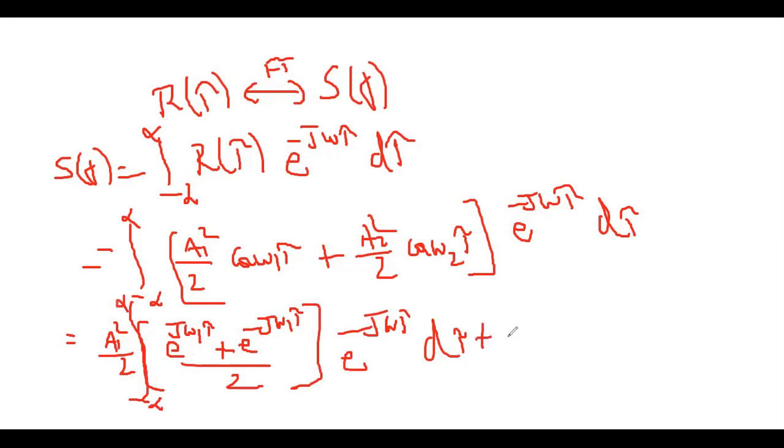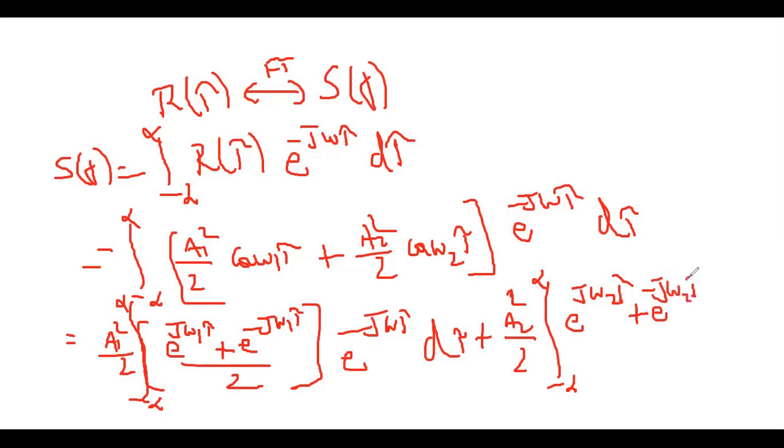What is the second integral saying? a2 square by 2, integral from minus infinity to infinity, of e power j omega 2 tau plus e power minus j omega 2 tau by 2, whole multiplied with e power minus j omega tau d tau. Got it, my dear students? Two integrals we got.